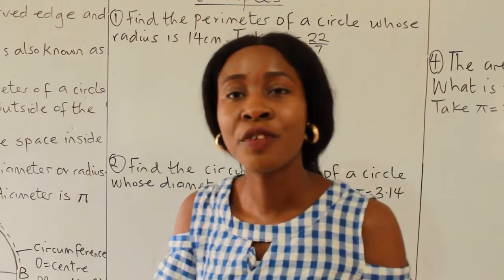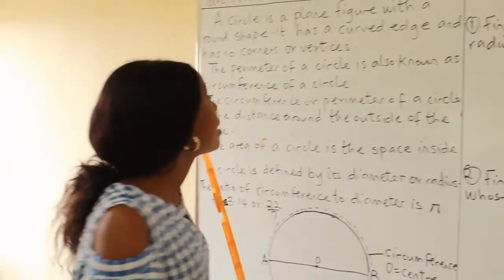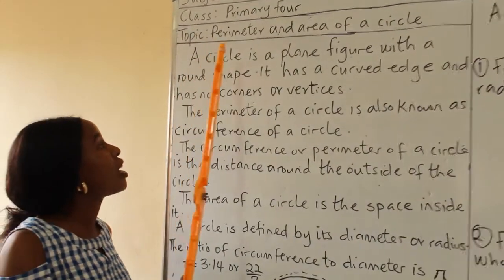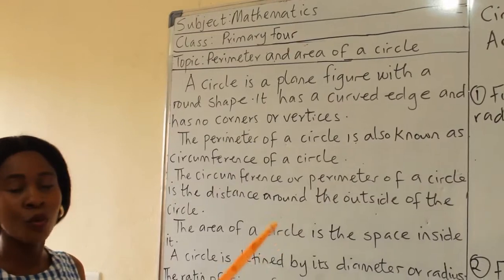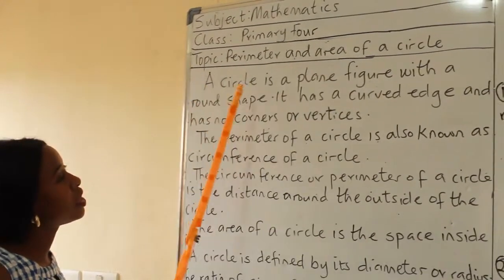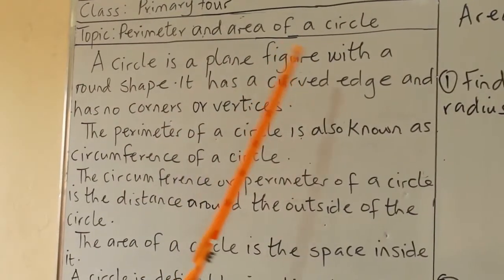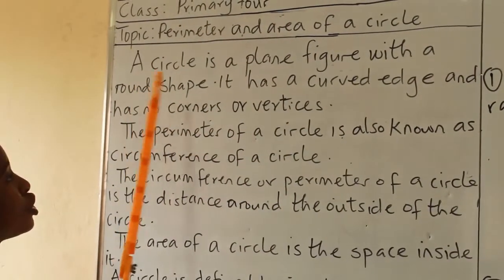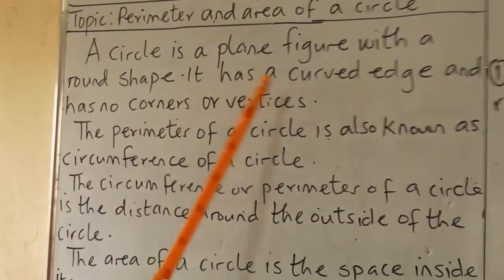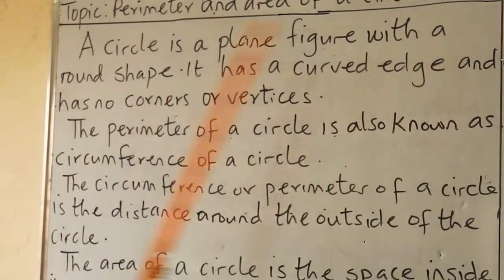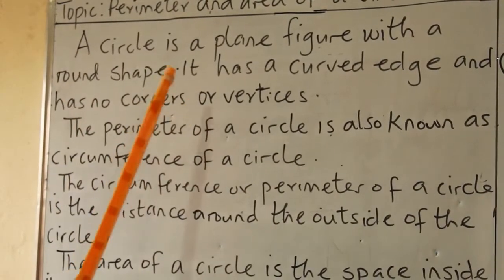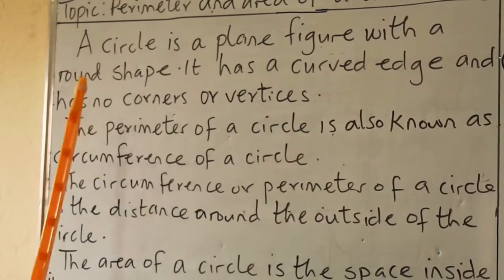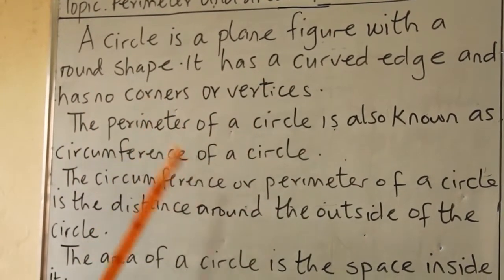Our topic for today is perimeter and area of a circle. What is a circle? A circle is a plane figure with a round shape. It has a curved edge and has no corners or vertices.